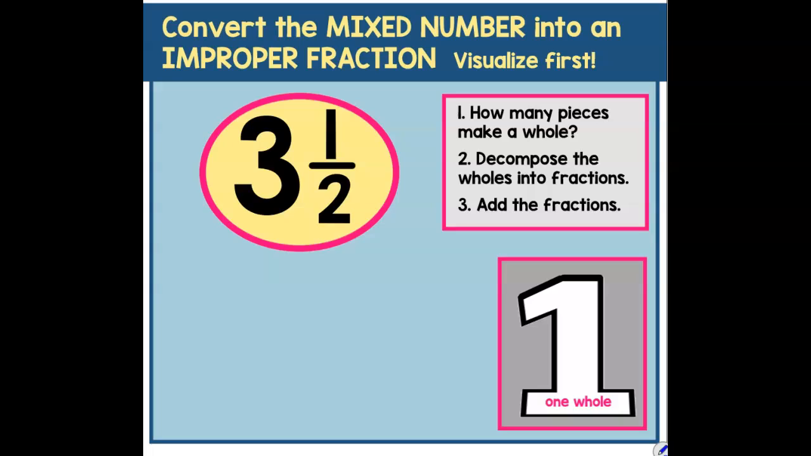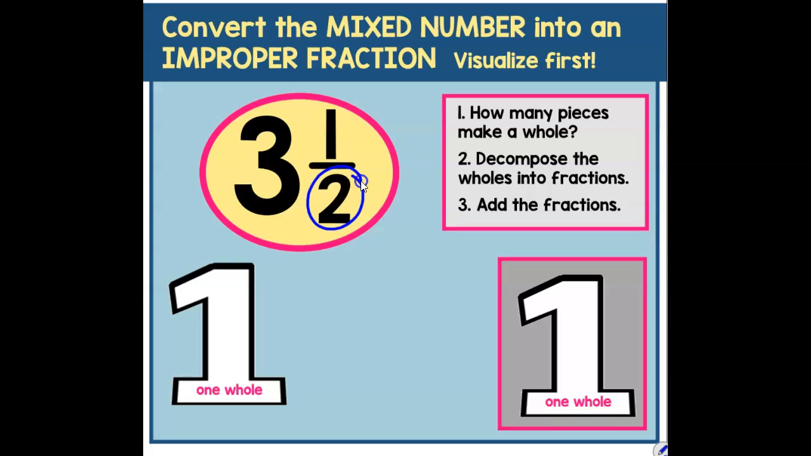Okay, let's try it. Okay, so I want you to picture 3 and 1/2 in your head. So maybe you're picturing circles, maybe you're picturing $3.50. How many pieces do I need to make a whole? So if I look up here, I look at my denominator, I'm going to need 2 pieces to make my whole. So I'm going to pull over. If I take a whole out, that's going to be 2 halves. So now I've taken out one of my wholes, so I'm down to 2. I need to take out another 1 whole.